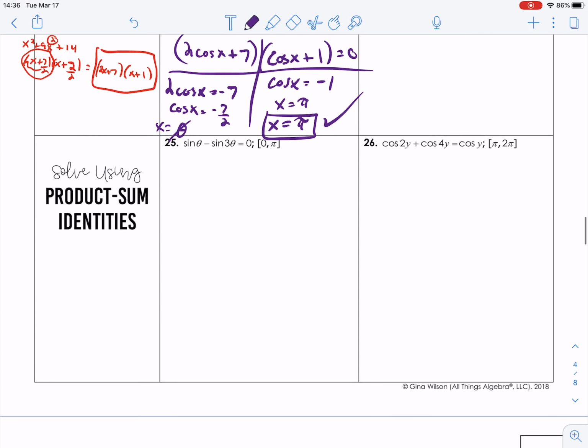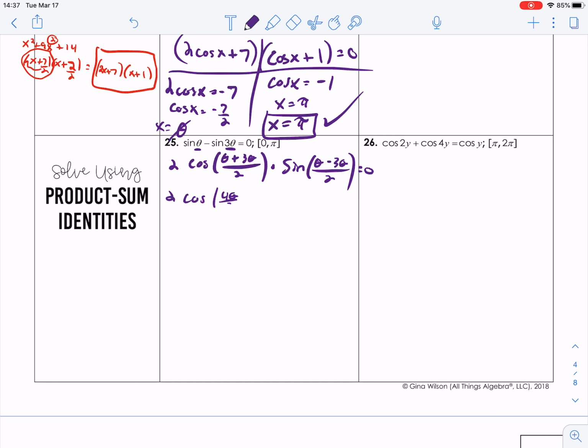And last one, 25. Product to sum. Oh boy. So we have sine of something minus sine of something. So the one we will use is this one. So we get 2 cosine of whatever the angle is, theta, plus whatever the angle is, 3 theta, all over 2, times sine of the first angle minus the next angle, equals 0. So let's simplify this: 2 cosine of 4 theta over 2, times sine of negative 2 theta over 2, which simplifies to 2 cosine of 2 theta times sine of negative theta.